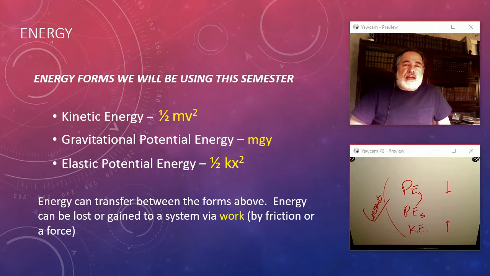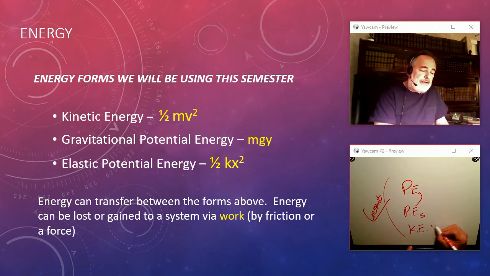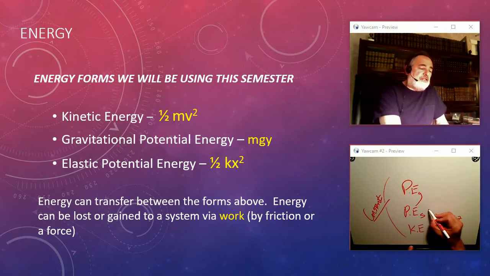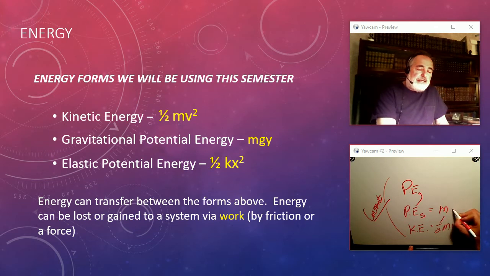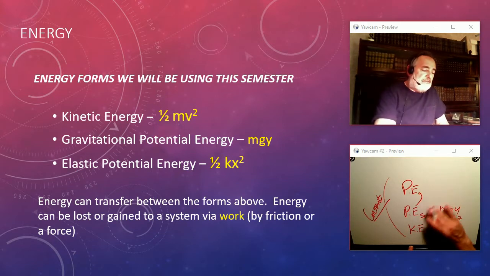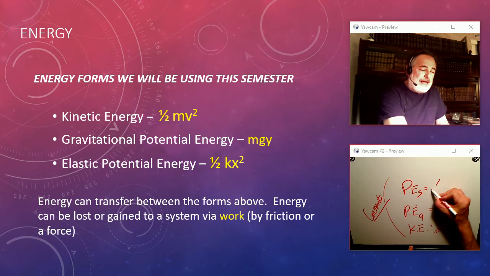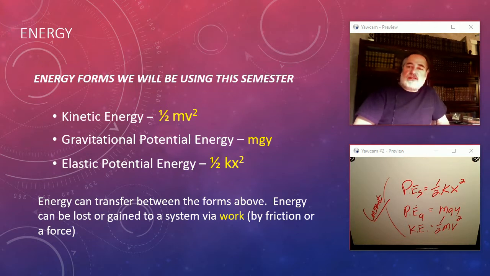So, the energy forms that we're going to be using in this semester, let's look at them here. Kinetic energy, well, that's 1/2 times the mass times velocity squared. Gravitational potential energy is mass times gravity times the height. Potential energy due to a spring is 1/2 k, the spring constant, times x squared, the distance squared.